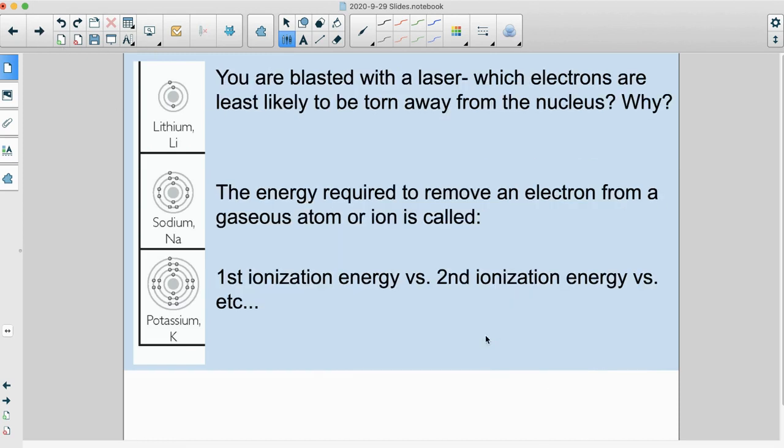So blast away with the laser again. Which electrons are least likely to be torn? Well, in sodium, it's going to be these 1s2 electrons. Those feel the full force of the nucleus. They're closest to the nucleus. So most attraction to the nucleus, most attractive force, we should say. Closest to the nucleus.